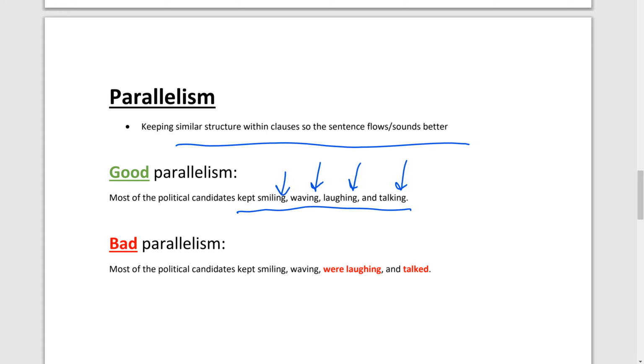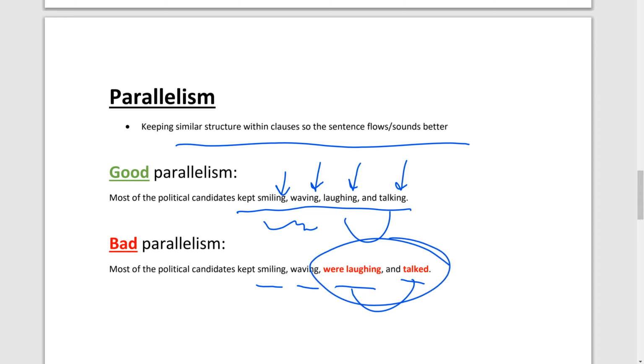Now, if you're using two of them at the beginning, you can't break the pattern for the last two. That's kind of what's happening here. Kept smiling, waving, were laughing, and talked. There's two things wrong with this right here.